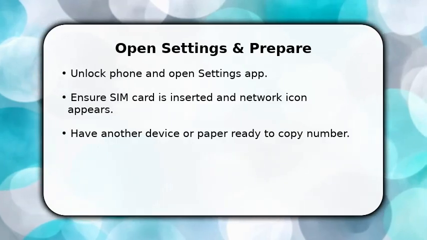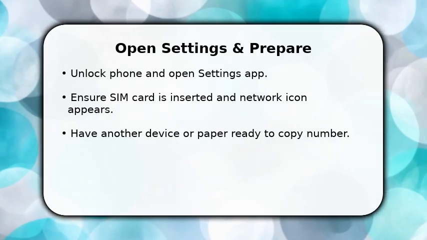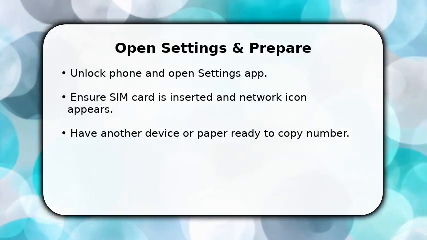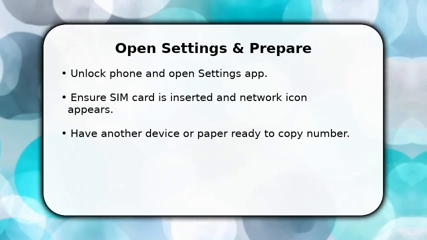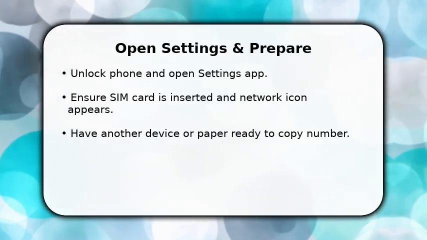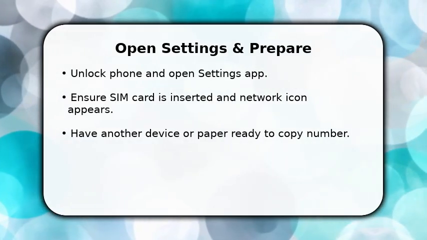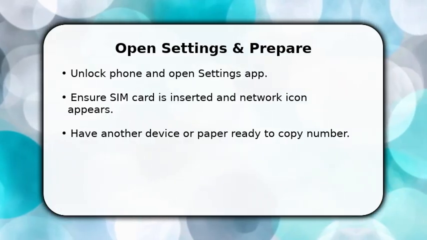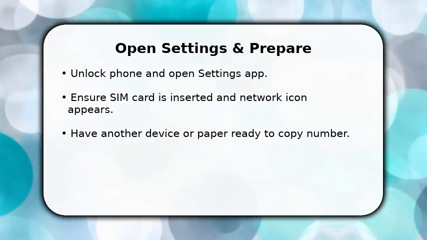You'll start by opening settings so you can inspect the phone identity straight away. Once done, confirm the SIM is seated and you see carrier signal. That lets the system read the line number. Make sure Bluetooth or data isn't interfering. Disable airplane mode if active.